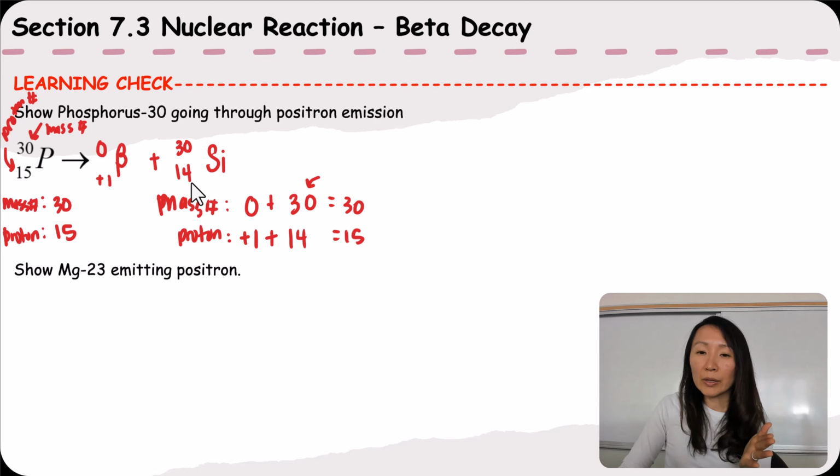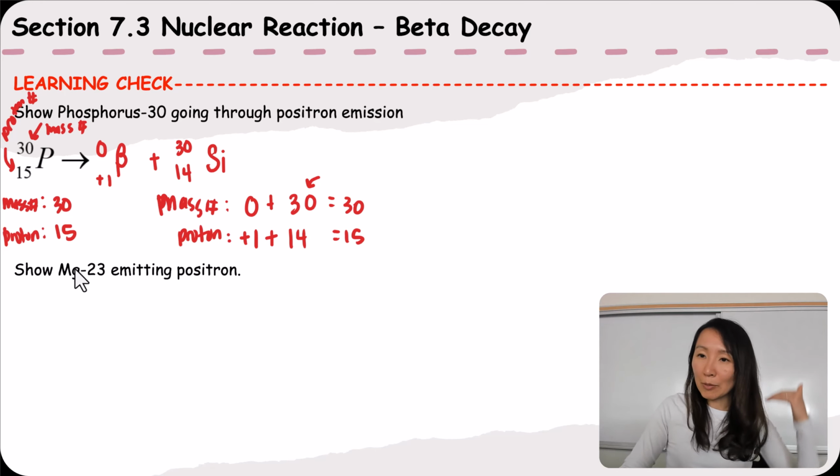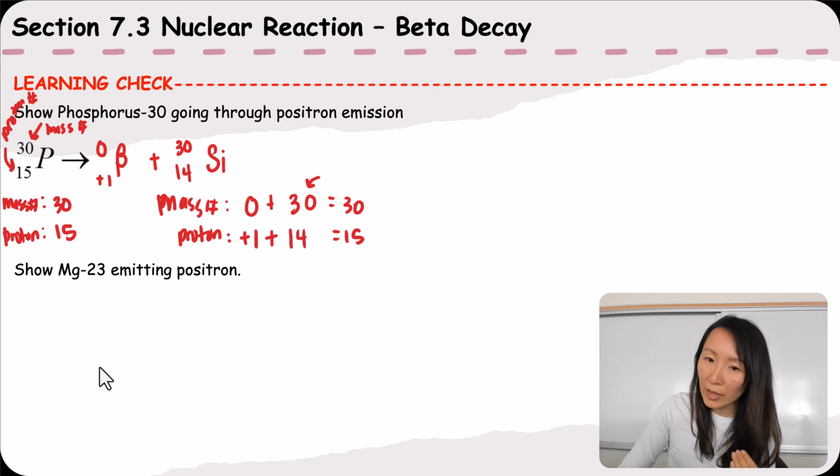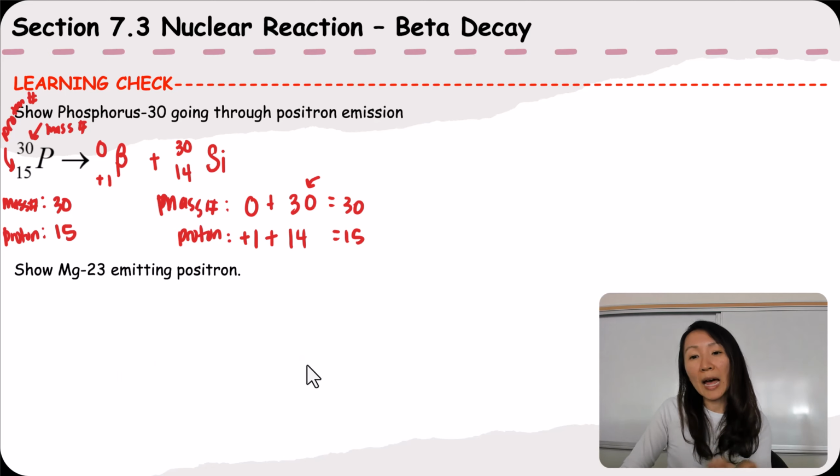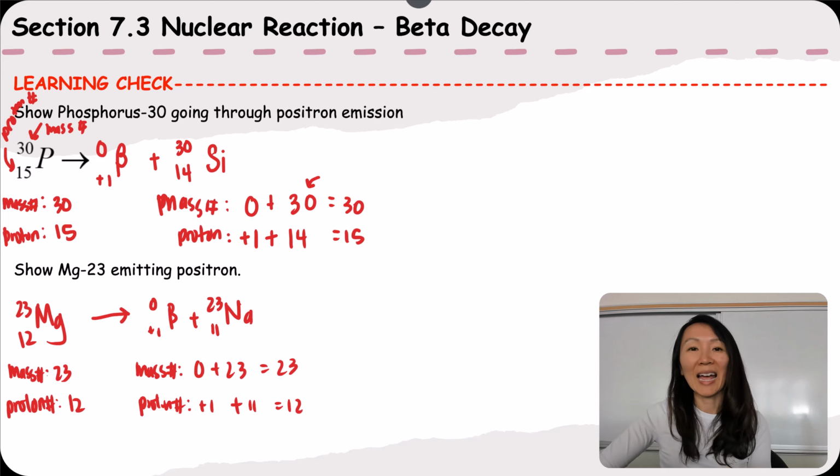So that's how I was able to get Si. I knew the mass and proton numbers first. Then from the proton number, or the atomic number, we can get what element that might be. So silicon. Go ahead and try it for magnesium. You can show it by looking at the mass and the proton number, 30, 30, 15, 15. For this one, it will be 23, 23 as the mass number. And magnesium has a proton number of 12, so on the right side, the total should be 12. Try this and come back. And here is the key.